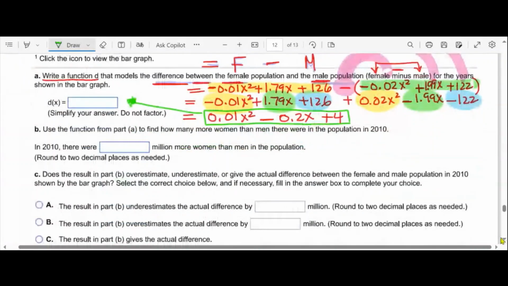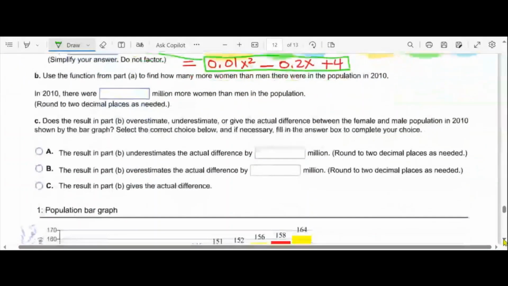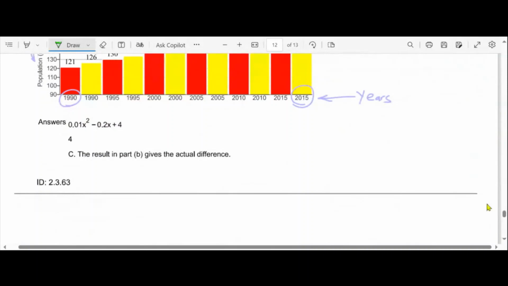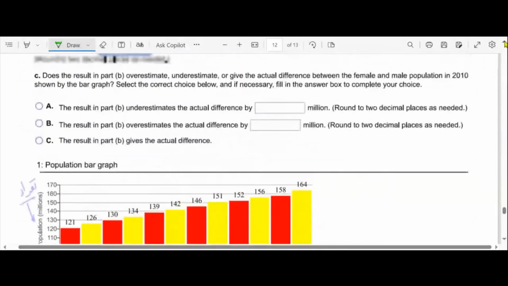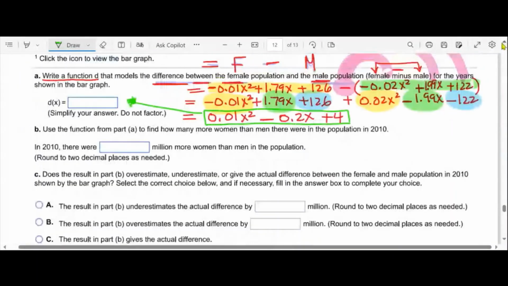Okay, so that's done with this. Now let's go to the B. What does he want in B? Let's see the answer first before we start with B. The answer is 4. Go ahead, Muhammad, read B. B. Use the function from part A. How many more women than men were there in the population in 2010?